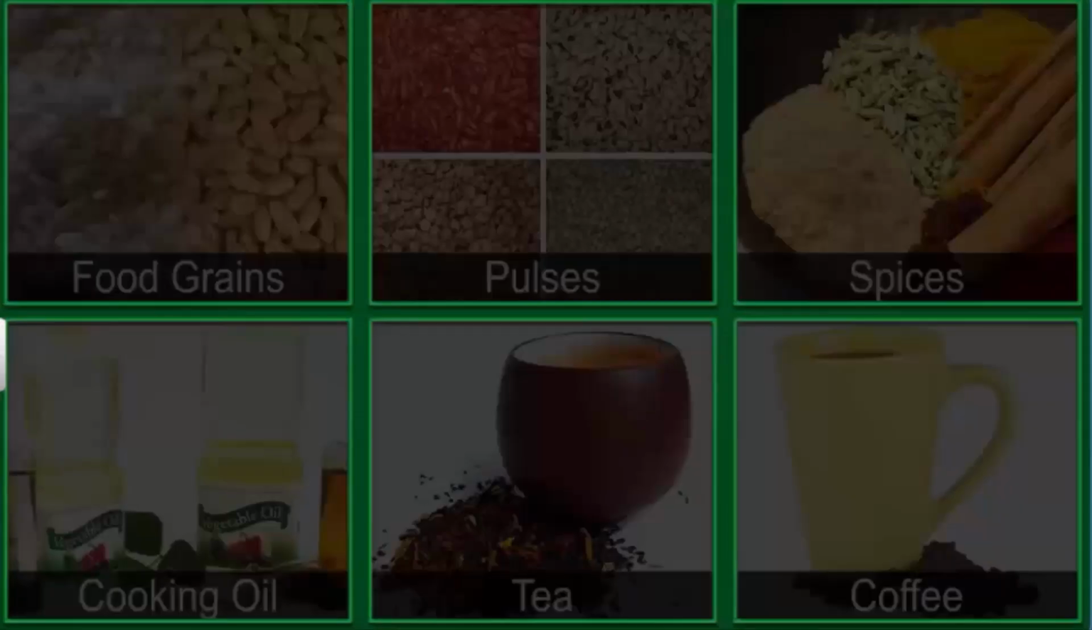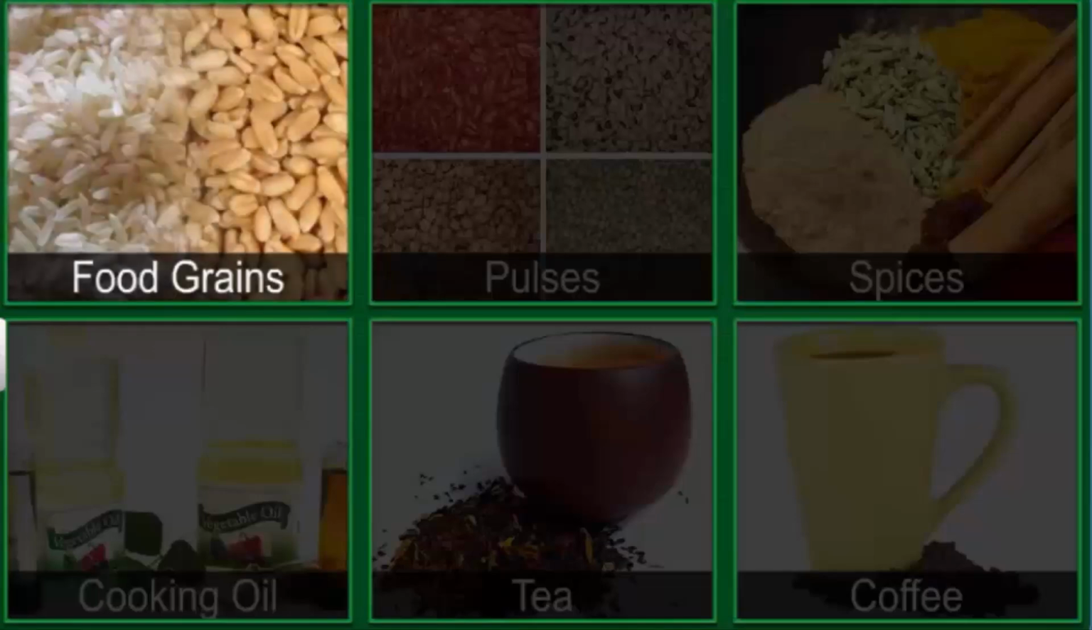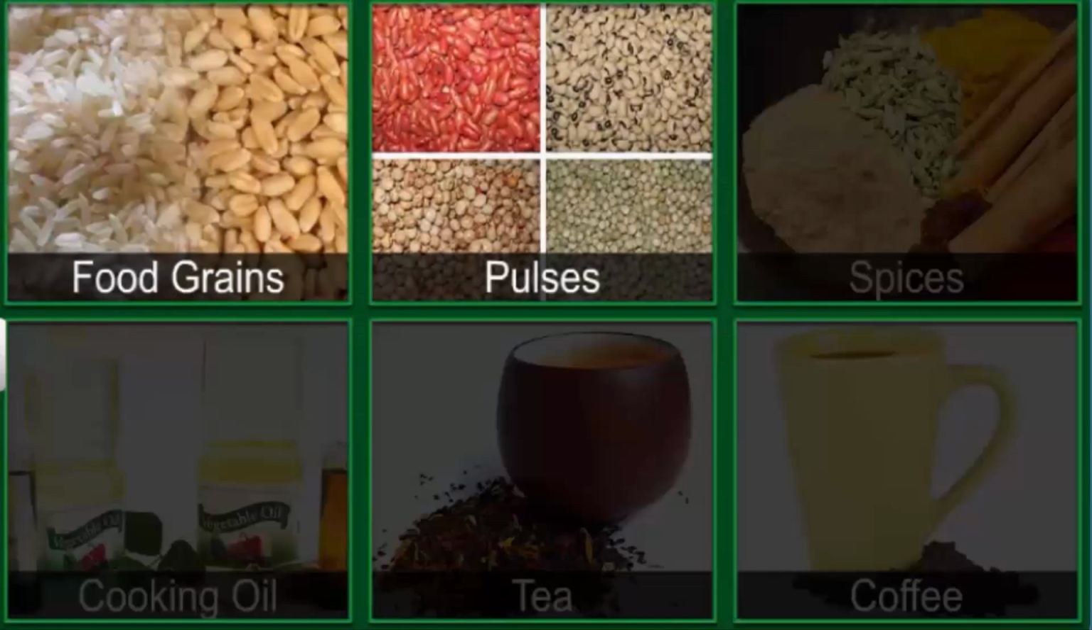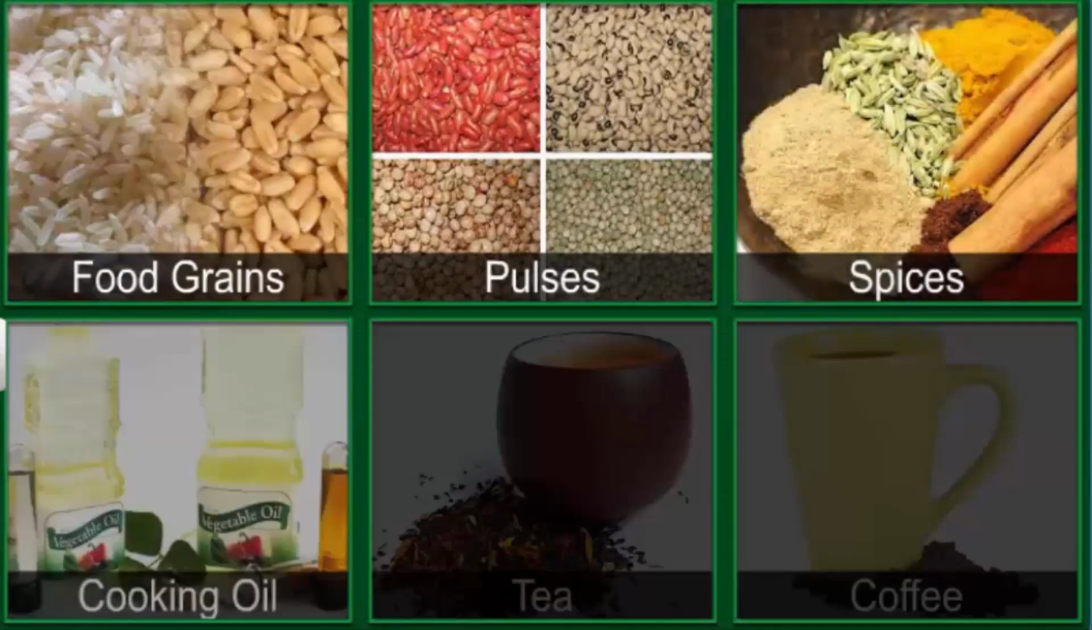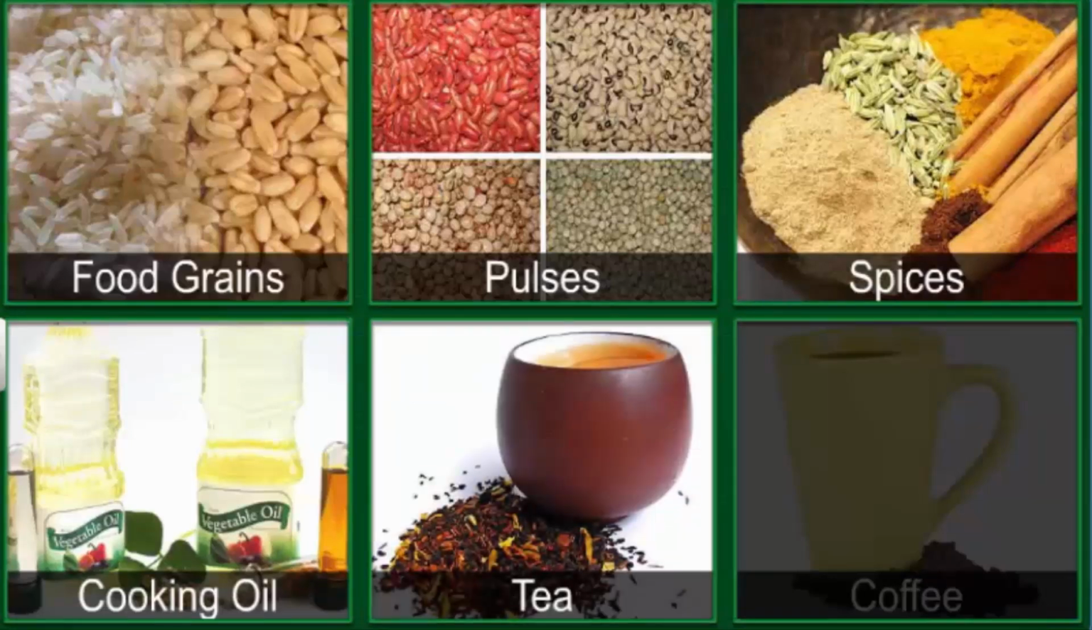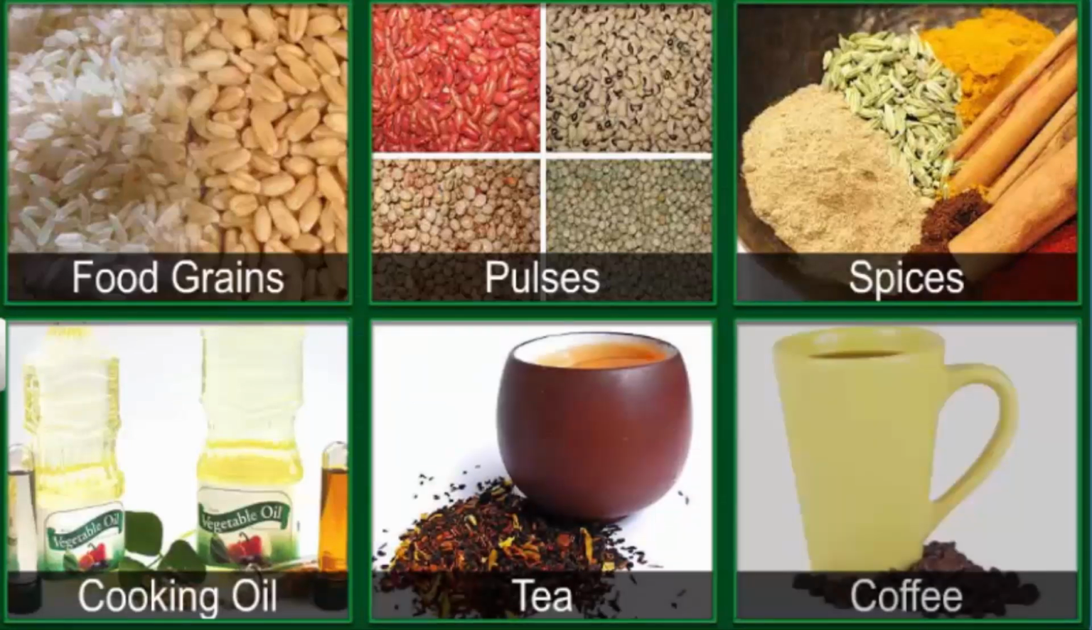Next time you go to buy groceries, take a closer look at the different varieties of food grains, pulses, spices, oil, tea and coffee available in the shop. All these come from crops grown by farmers in different parts of India depending on the type of soil, ways of cultivation, and climatic conditions.